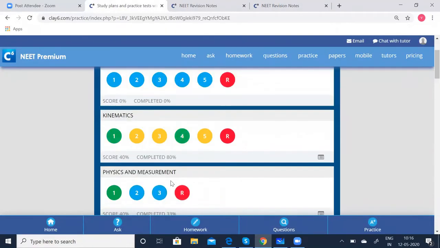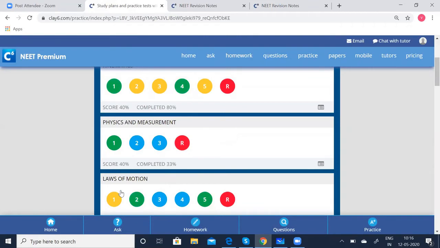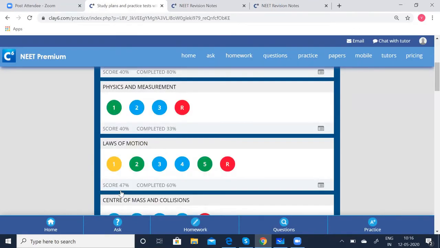Yellow means you have attempted and quit half of the test, and green states that you have already taken the test. But anyway, you can take it any number of times. Even if you have attempted the test, you can take it again and again until you are thorough with the concepts.